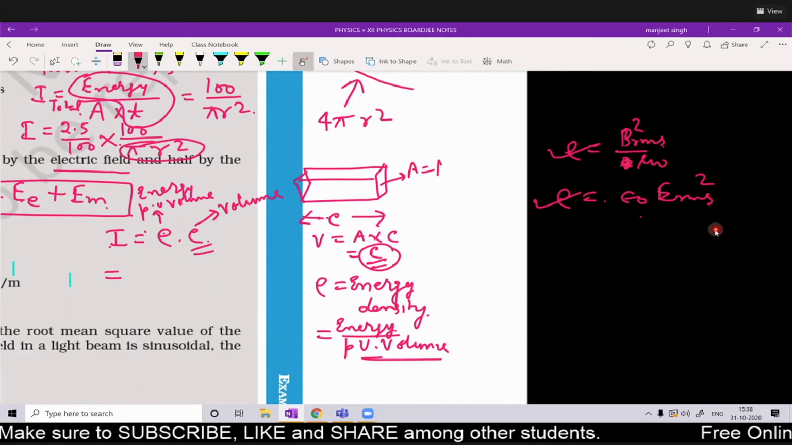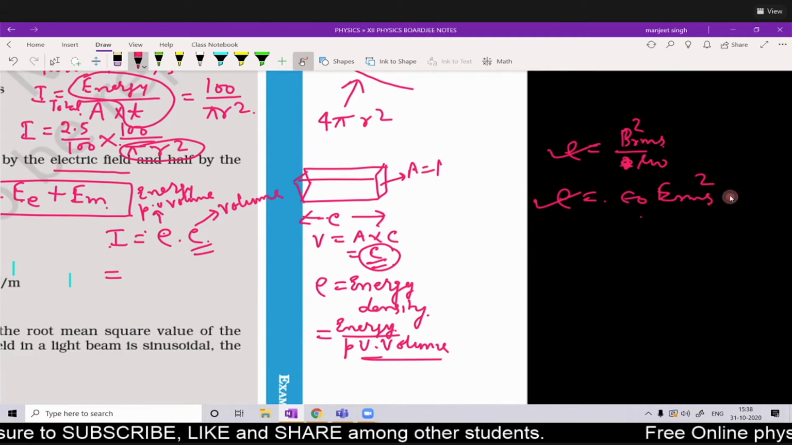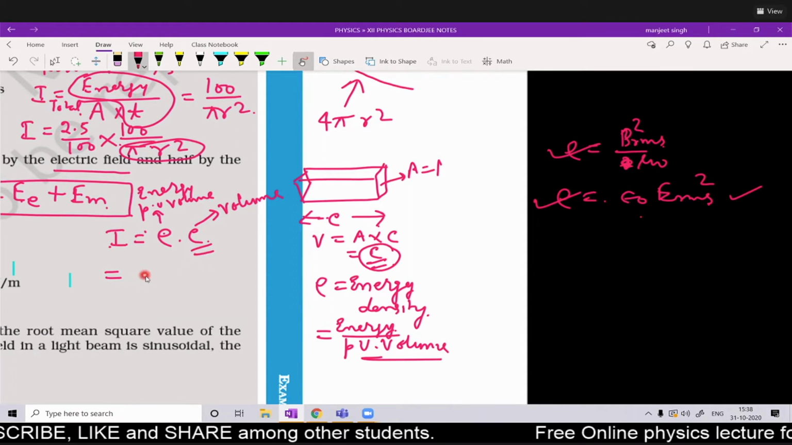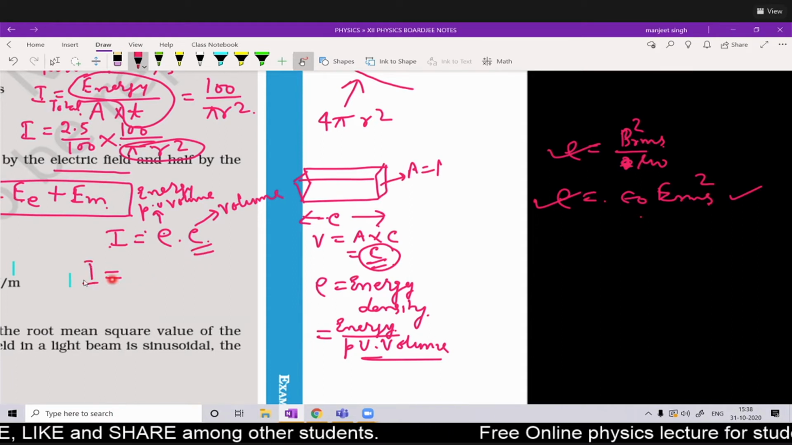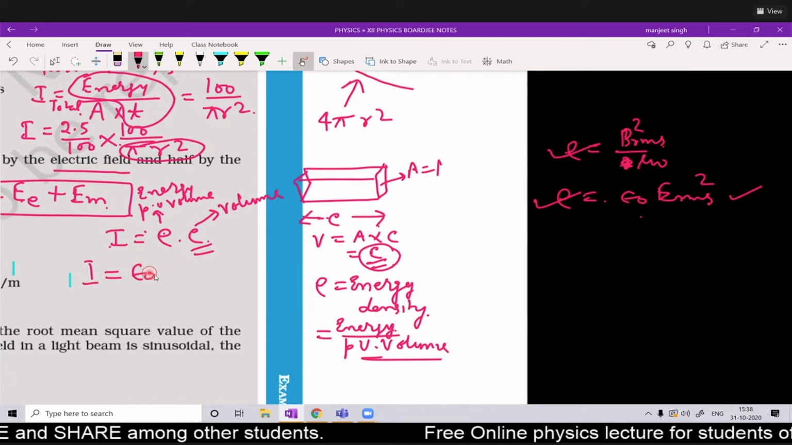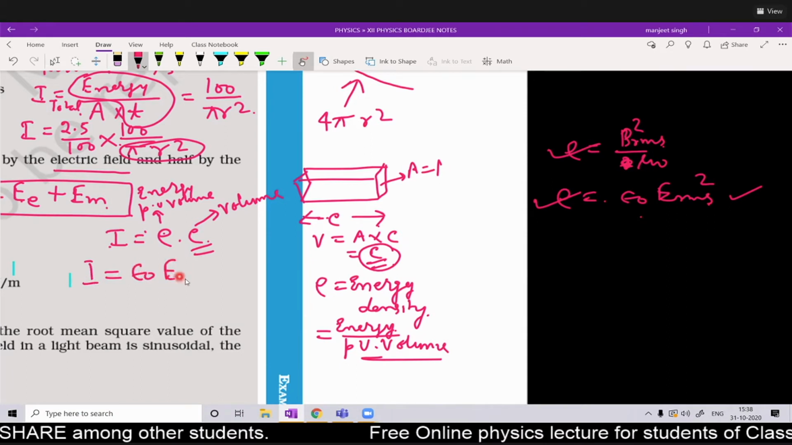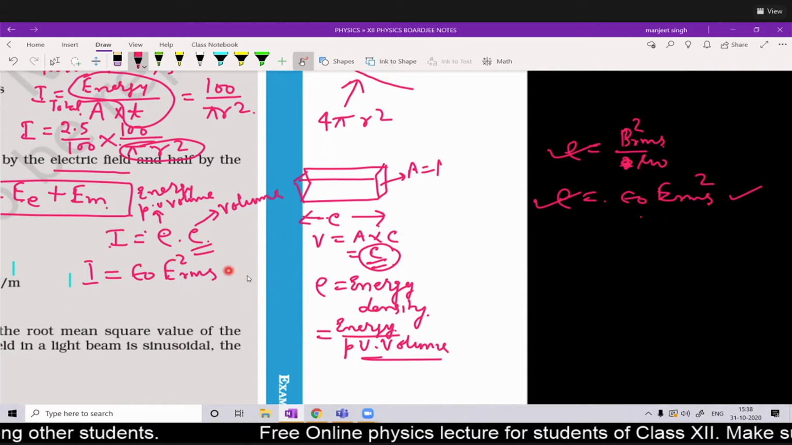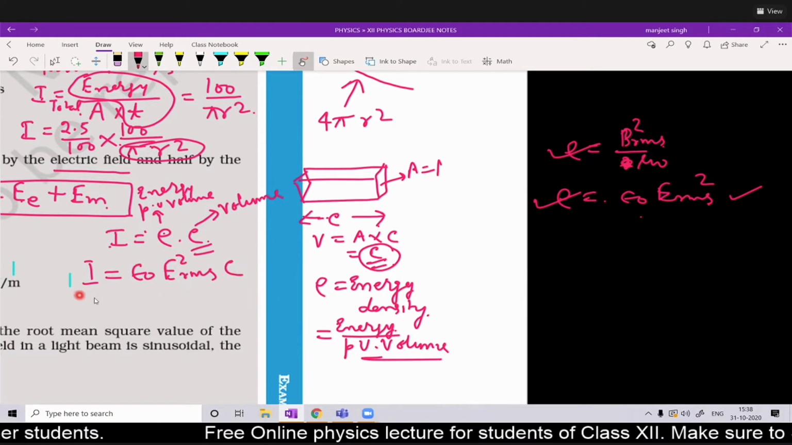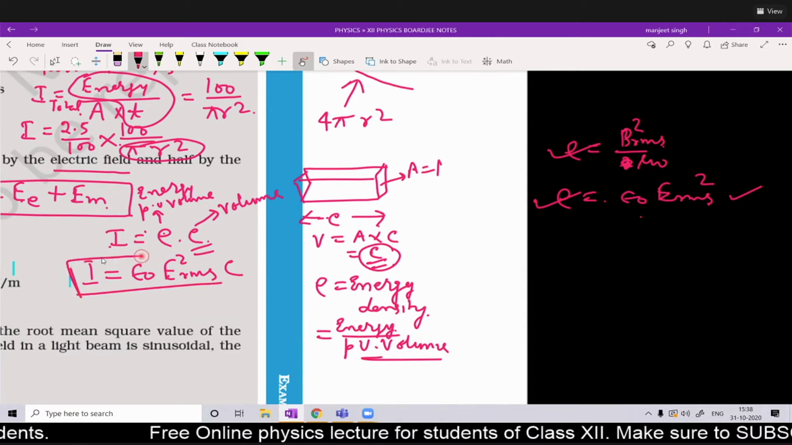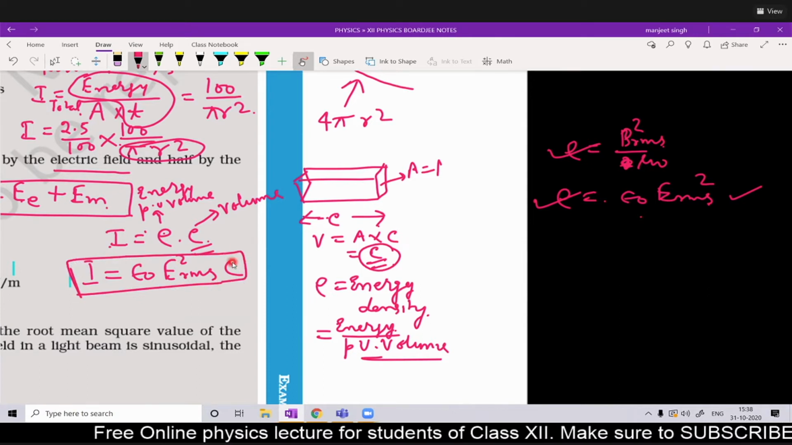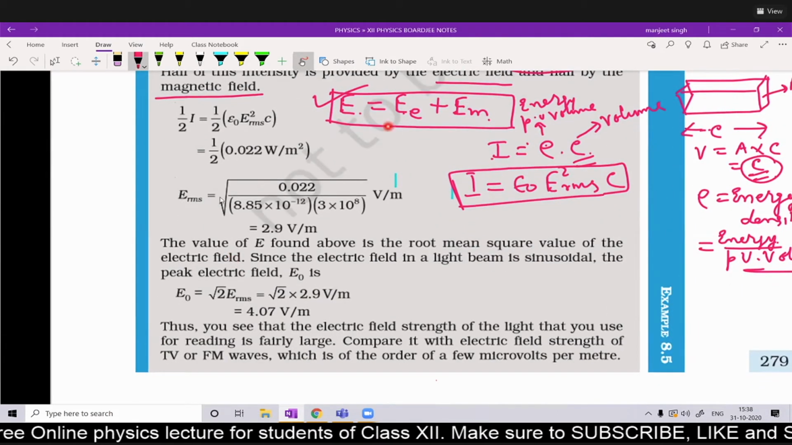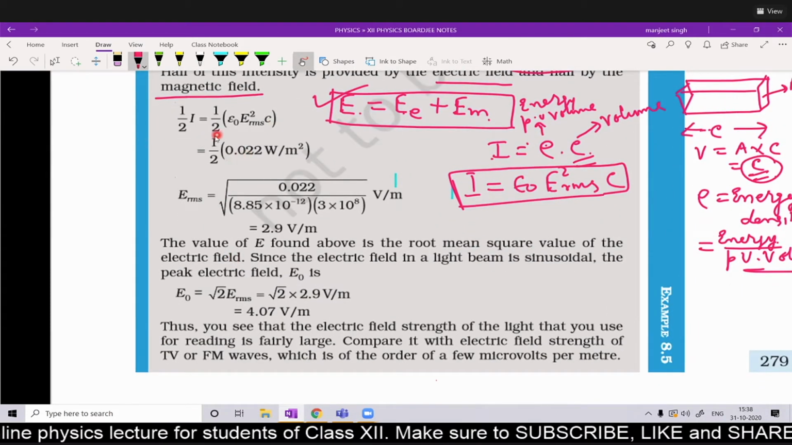So we will use the electric one here. So we will have I is equal to epsilon 0 ERMS square into C. So intensity will have this formula. One formula is derived here. Okay, so half of I constitutes this.